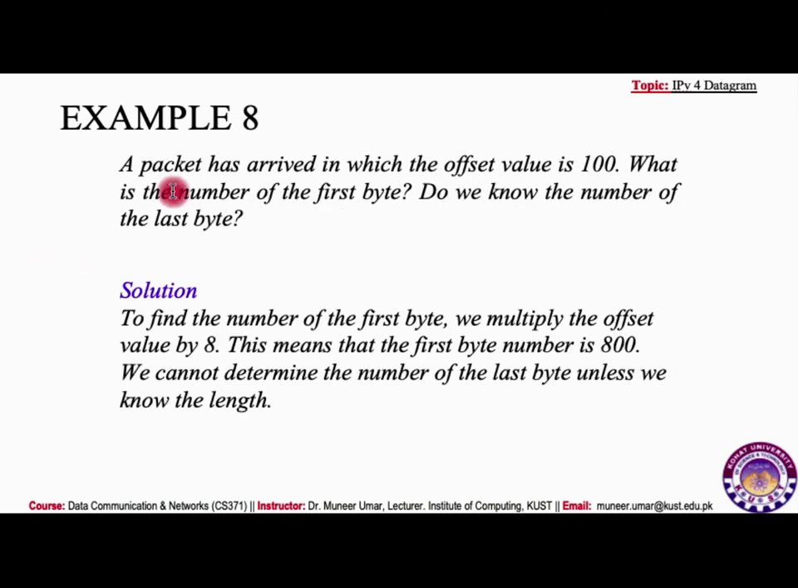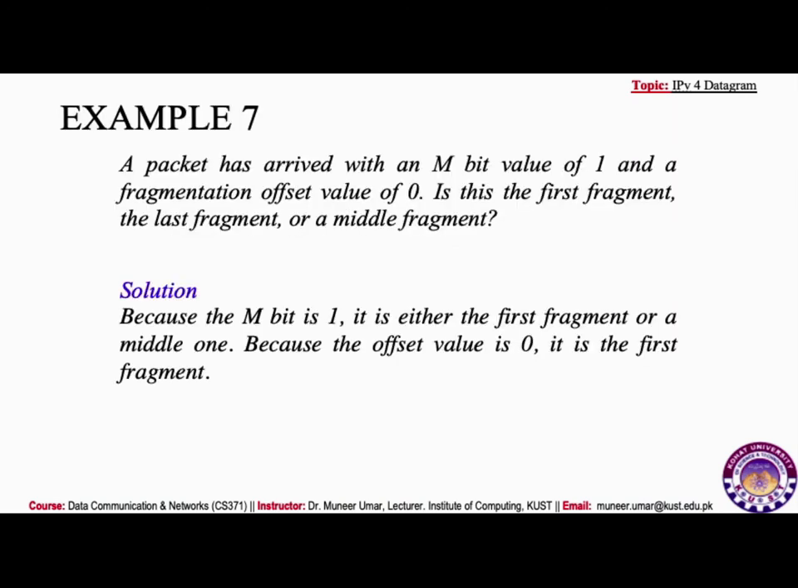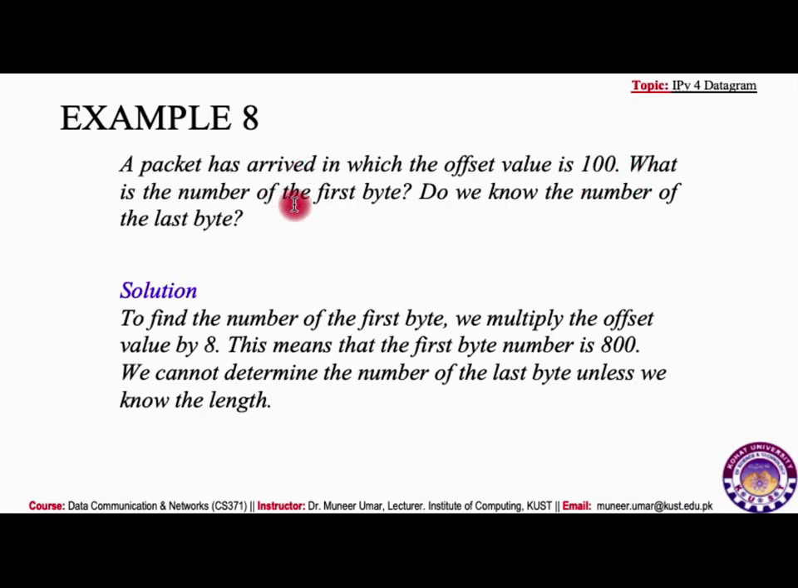Then we have another example. A packet has arrived in which the offset value is 100. This value is 100. What is the number of the first byte? Do we know the number of the last byte? To find the number of the first byte, we multiply the offset value by 8. This means that the first byte number is 800. But we cannot determine the number of the last byte unless we know the length. We don't have length in this question, so we cannot determine the number of the last byte.